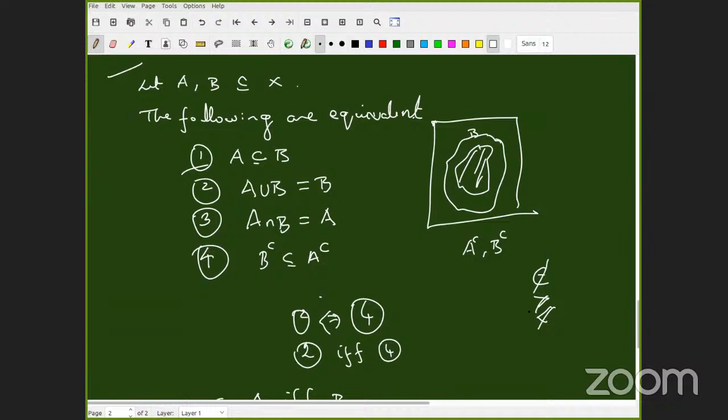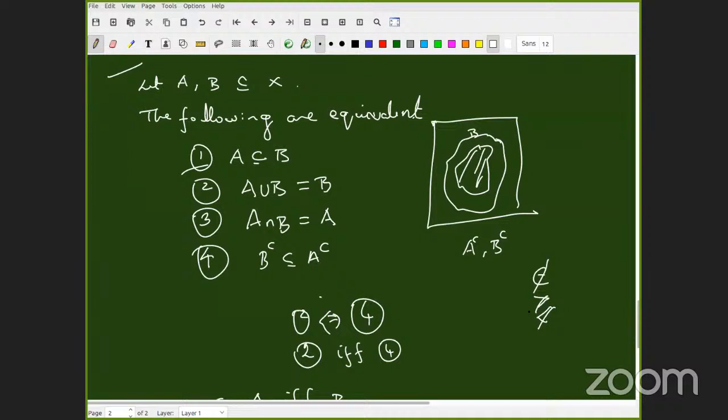So first, 1 and 3 are given to me. I have to prove 1 implies 3. 1 is the hypothesis and 3 the conclusion. So I assume 1, I'll prove A intersection B equal to A. For this, I have to prove 2 things: A intersection B is a subset of A and A is a subset of A intersection B. A intersection B is a subset of A, I have already proved. That's true for any sets A and B, forget about any condition. That we have proved.